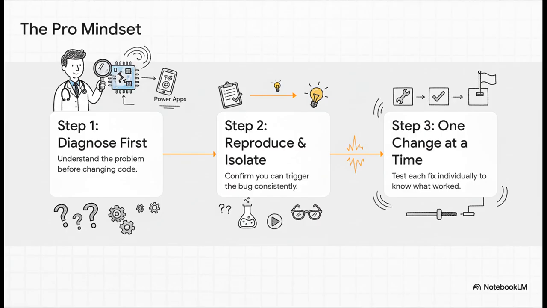Step 2, you have to be able to reproduce it reliably. If you can't make the bug happen on demand, you're just shooting in the dark. And finally, and this is so critical, make one change at a time. If you change 10 things and it suddenly works, you've learned absolutely nothing. You have no idea which one was the actual fix, which means you can't stop it from happening all over again.